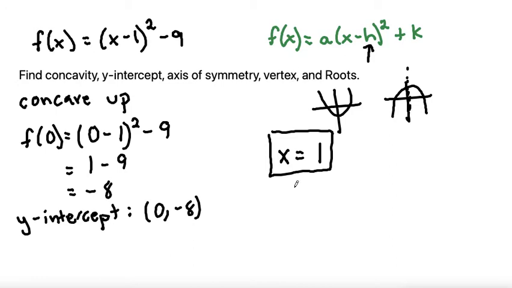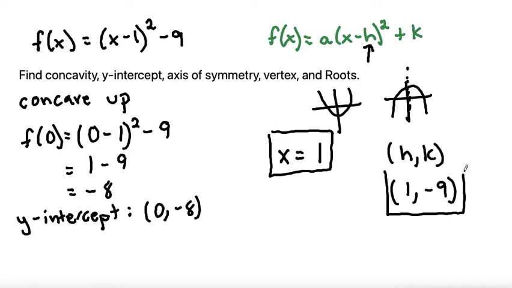The vertex is at the point h comma k. This is our vertex form, and the vertex is h comma k. So we just found that h is equal to 1, and k is our value on the outside, which, since there's a minus 9 and the formula is plus k, means that k would have to be negative 9. If we plugged in negative 9 into the formula, that would give us a minus here. So that gives us our vertex.